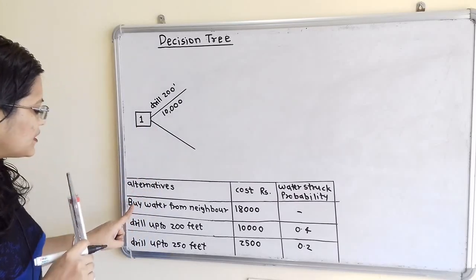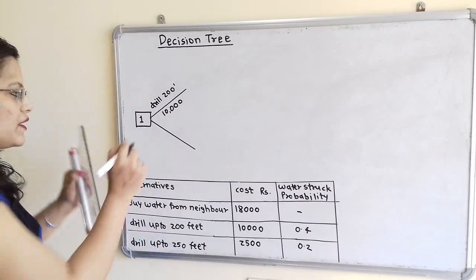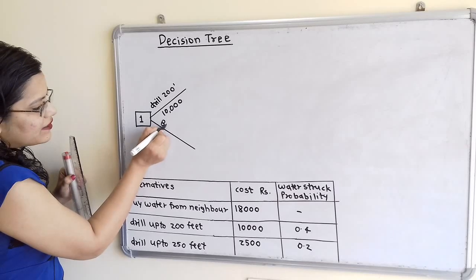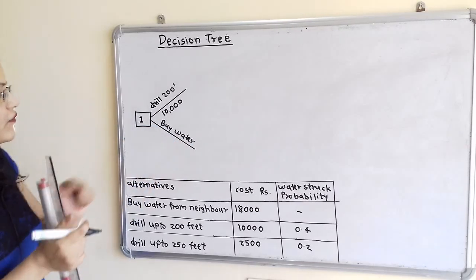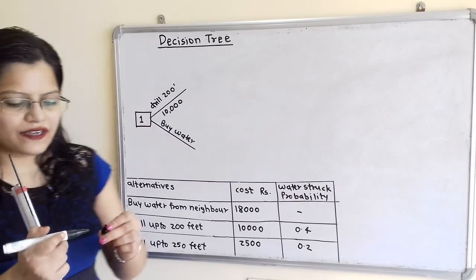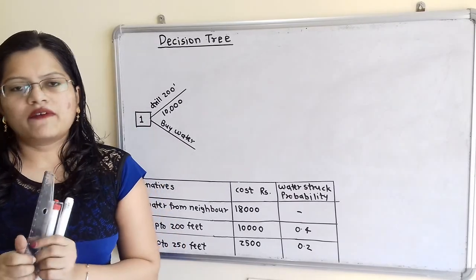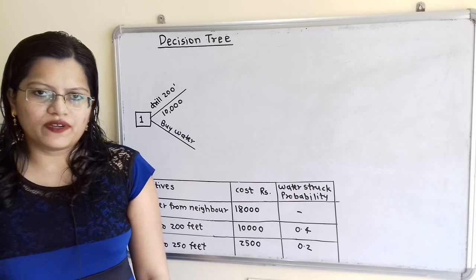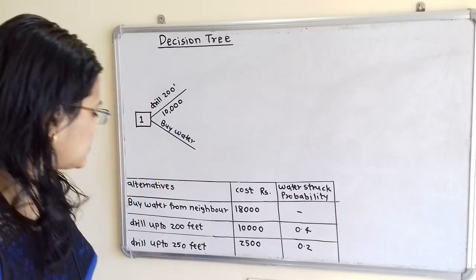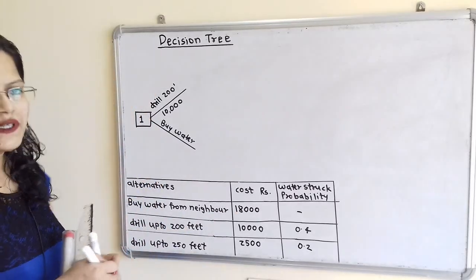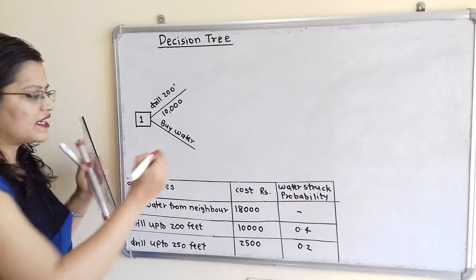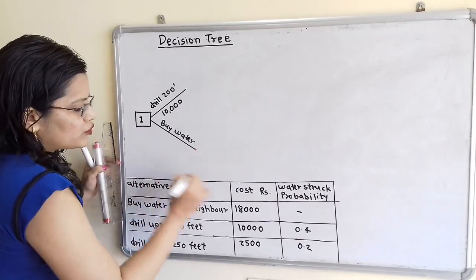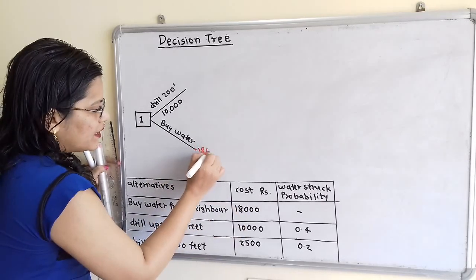Now second option is to buy water from neighbor. So we will show here the second decision, buy water. Now if we observe buy water, that means our requirement is getting fulfilled. So here the cost of buy water is rupees 18,000. So this is the terminal branch because requirement is getting fulfilled. So we have to show here outcome 18,000.